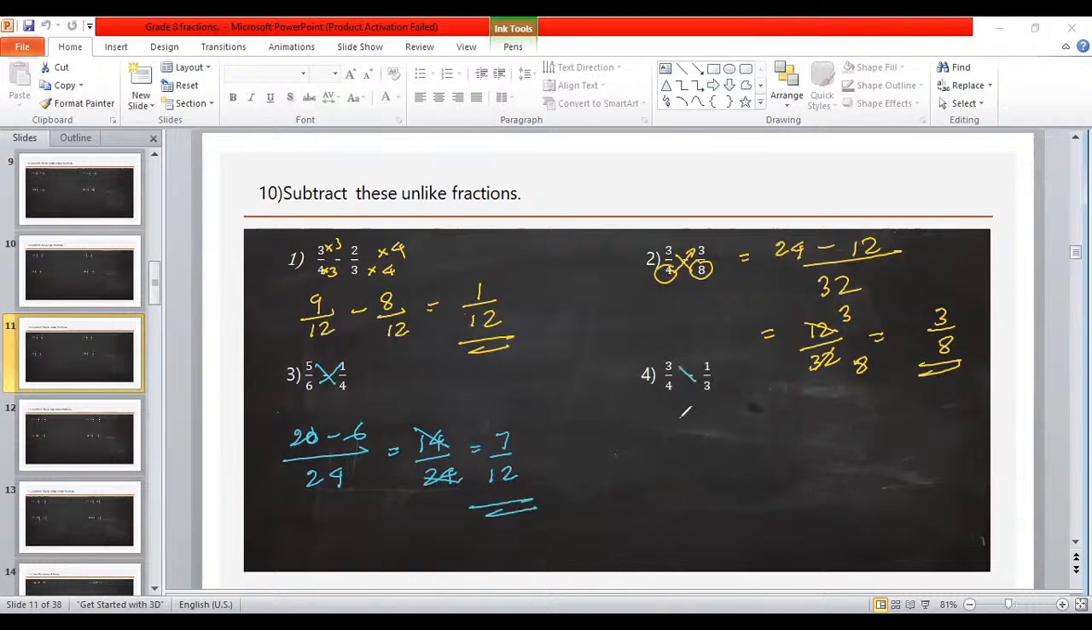3 times 3, 9. 4 times 1, 4. 9 minus 4. 3 times 3, 9. 4 times 1, 4. Divide by 4 times 3, 12. 9 minus 4, 5 over 12. Right. I think you already did this one. This is easy. Next question.